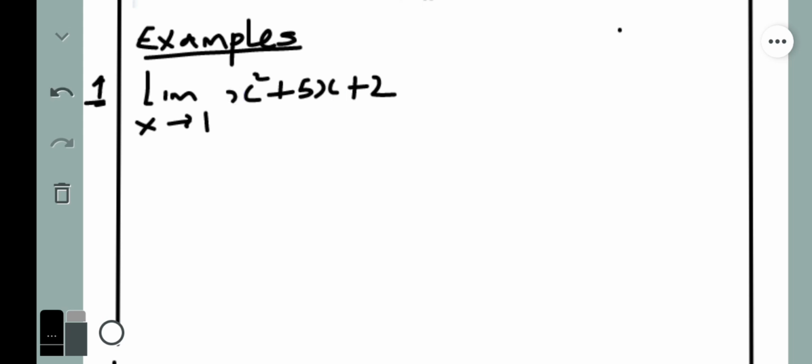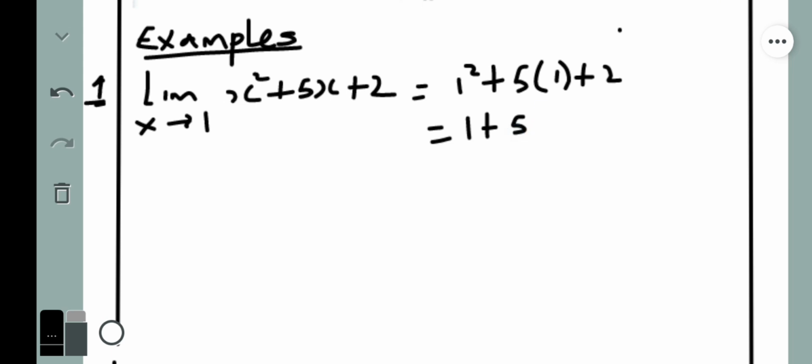That is, as x tends to 1, what is the value of this function? We replace x with 1. Are we getting it now? So when we replace x with 1, what do we have? We have 1 squared plus 5 multiplied by 1 plus 2. And then what do you have eventually? You have 1 plus 5 plus 2. And what's our final answer for this? This will eventually give us 8. And that is how you calculate the limit of that function.